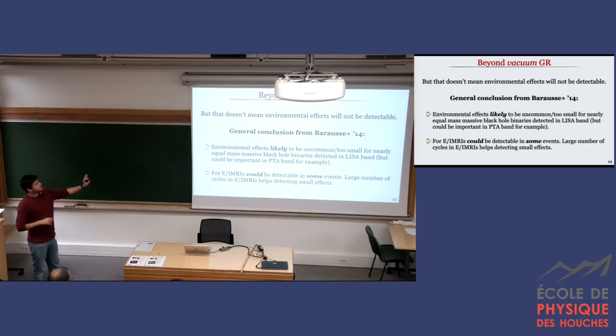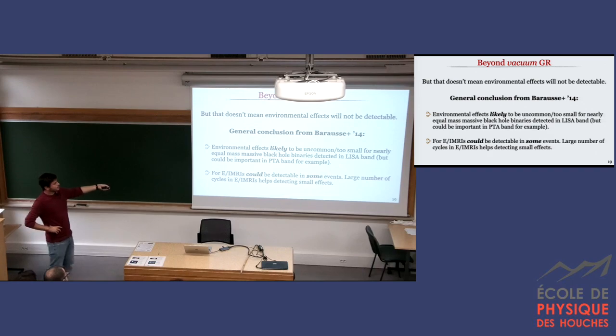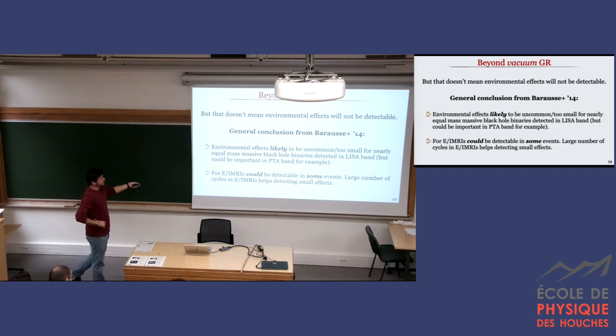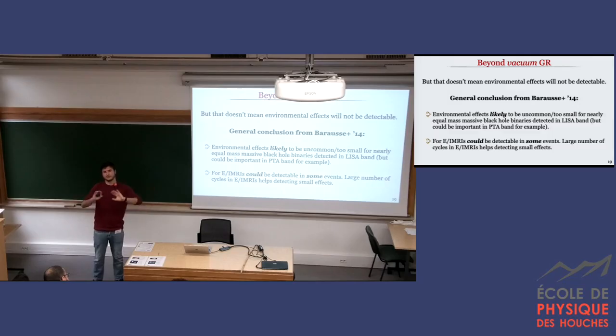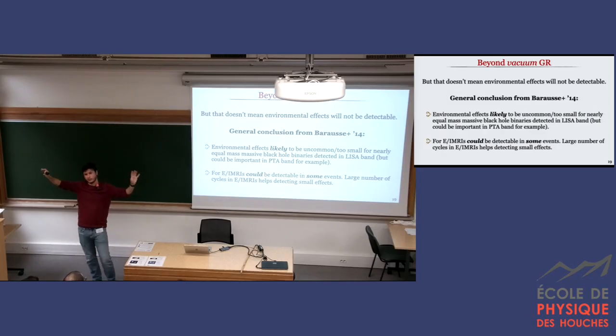So the general conclusion from the paper is that environmental effects are likely to be uncommon, or at least too small, for massive black hole binaries. That's mostly for two reasons. One of them is that for massive black hole binaries, most of what you see is the late part of the inspiral and the merger. A lot of the environmental effects mostly affect the early inspiral.